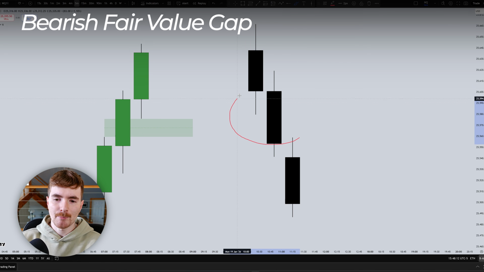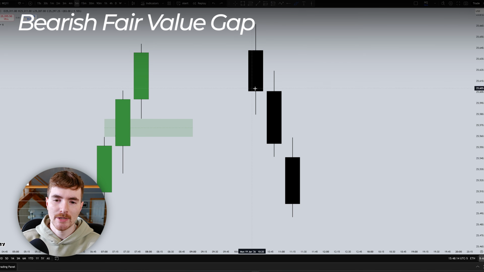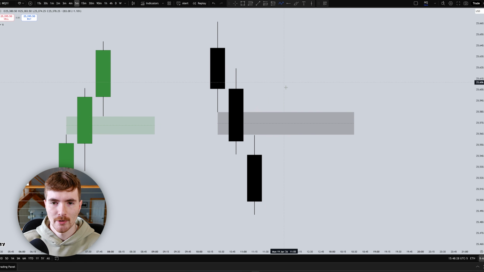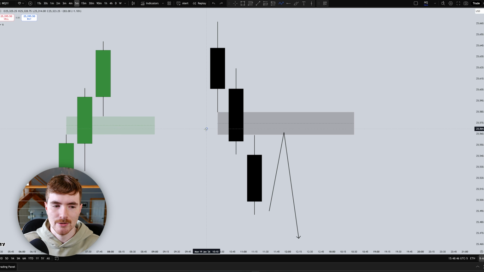We then have bearish fair value gaps. This is when we have, again, a 3 candlestick pattern in which the first candle's wick and the third candle's wick do not overlap. This provides us with our bearish fair value gap. So if price trades back into this gap, we will expect it to push price lower. This is because, again, there's unfinished business in this gap that needs to be rebalanced because price was in such a hurry to go lower.